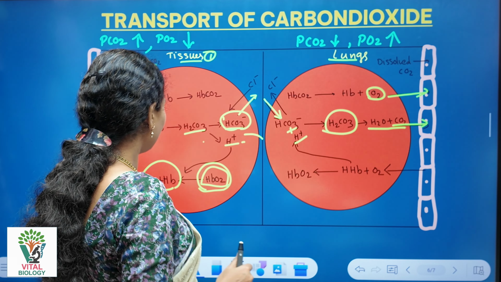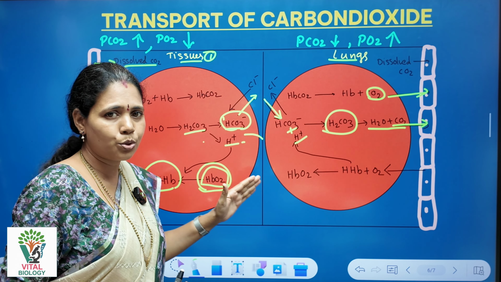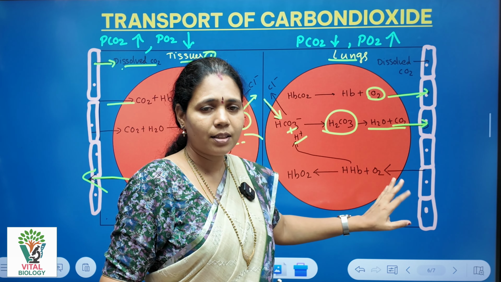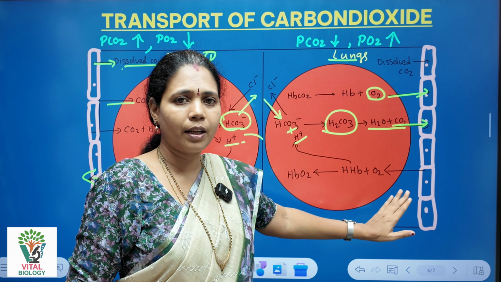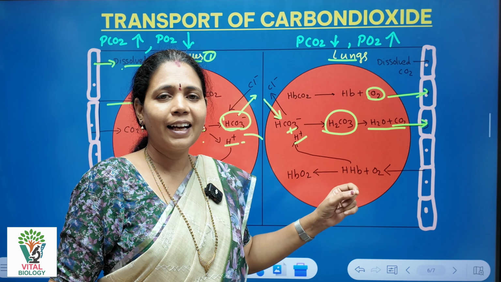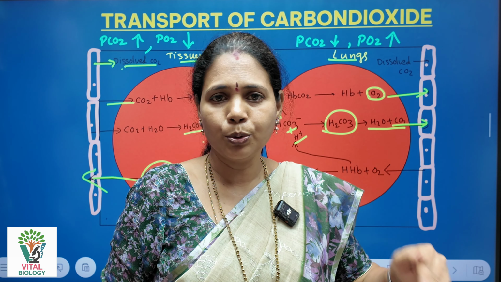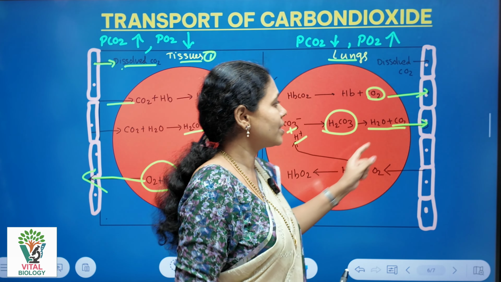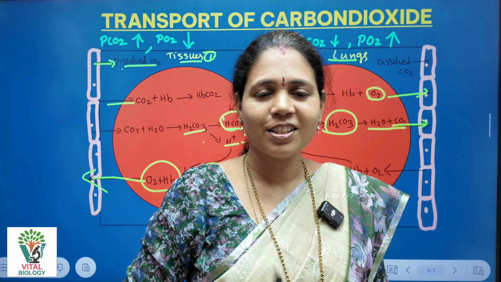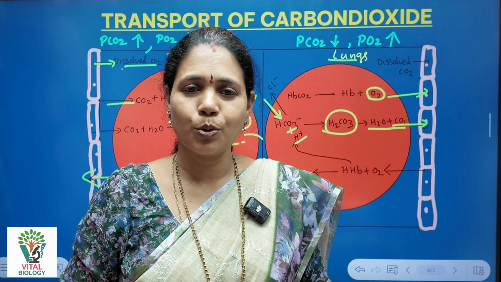So whatever reactions help in transport of the CO2 from the cells up to the lungs, once the carbon dioxide reaches the lungs, all these reactions occur in the reverse direction, and all of these reactions result in release of CO2. That CO2 will enter into the alveolus of the lungs and from there it is released outside. Okay, so this is how the transport of CO2 occurs.